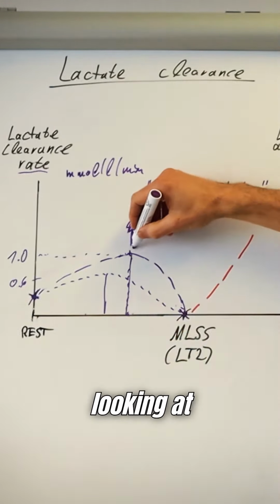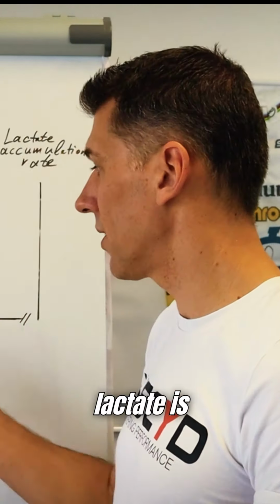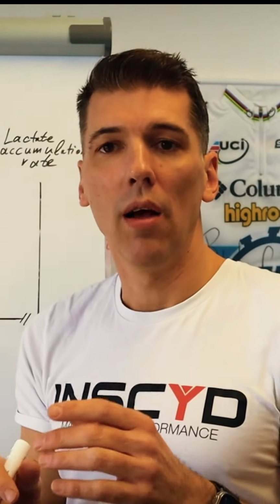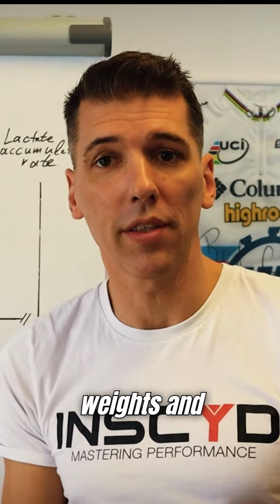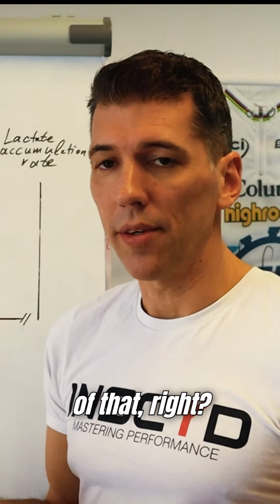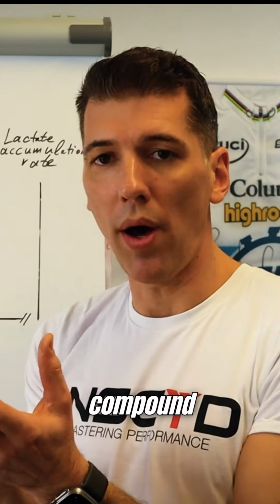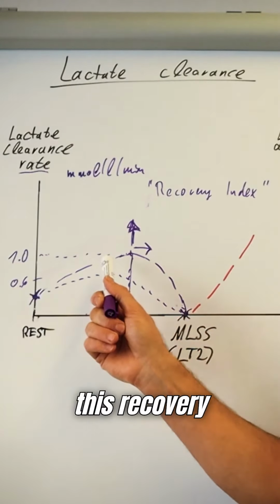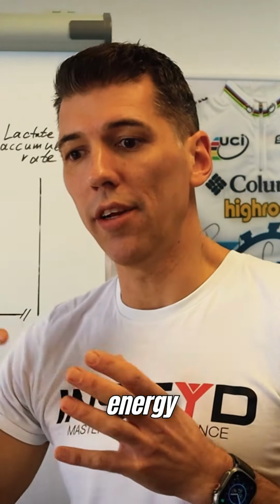So it's also looking at which intensity, power or speed, this maximum clearance, this maximum combustion rate of lactate is happening. And it combines it into one single number. And therefore, without the need to look at the graphs and overlay graphs and having the problem of, for example, different body weights and cycling, you don't need all that, right? Without doing that, you have one simple number that basically says, okay, here's a compound score which combines how high this recovery curve is and at which intensity that is happening. And that intensity is metabolic energy expenditure.